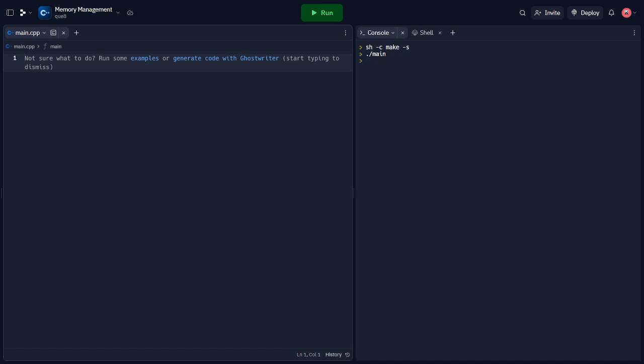Today, we're going to be talking about memory management in C++. We're going to demystify the concepts of the stack and the heap, their differences, and how we, as programmers, can use them effectively. So yeah, let's hop right into it.